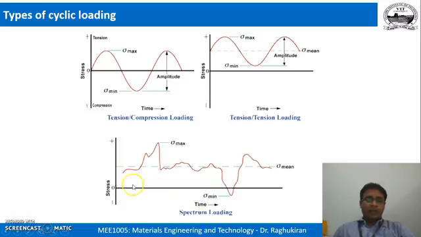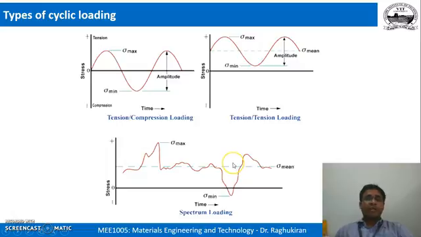This is a spectrum loading. It's a very irregular loading, so it may behave differently, or it may have different fatigue strength based on what kind of load it is. If it is tension compression, that is opposing loads, a stress reversal in the cycle, it may have a different behavior. If it is only tensile but varying load, it may have a different behavior. And similarly, if it is completely random, it may have a different behavior.